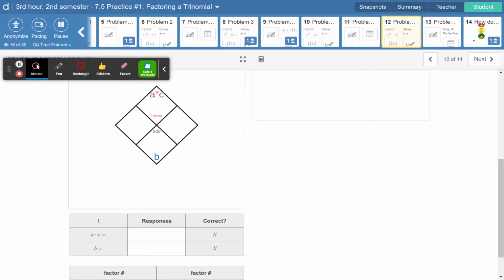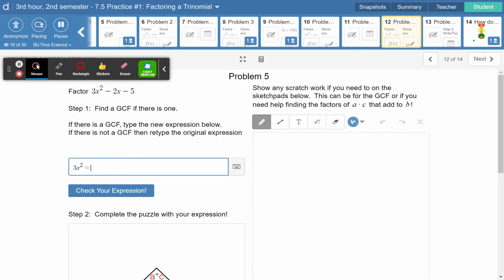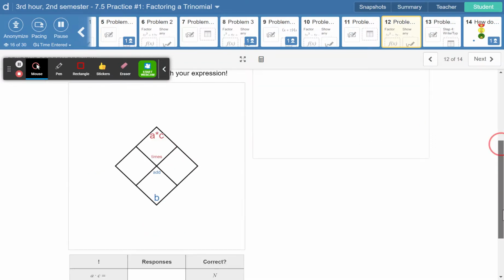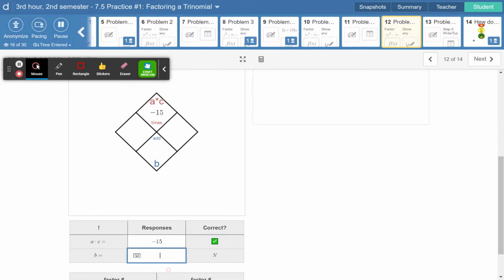Now for slide number 12 and 13, I took away the self-check on slide 13, so you guys could get used to what to do. The GCF of this problem is a 1, so that's why we could rewrite it. So now we have negative 15, and we have a negative 2.